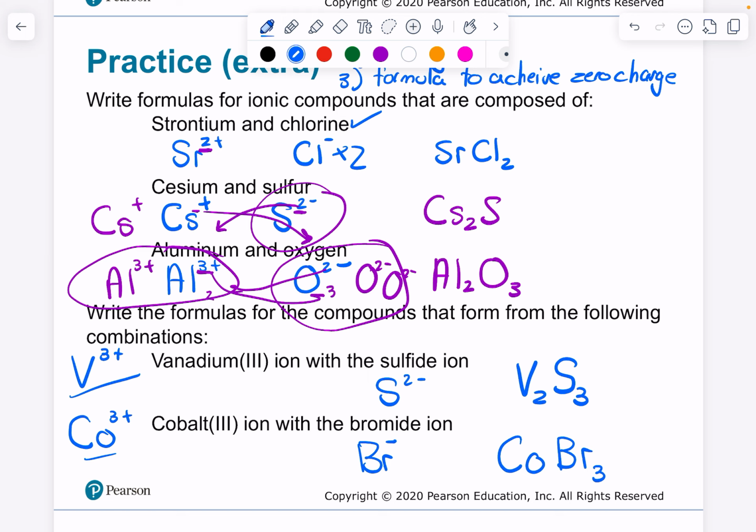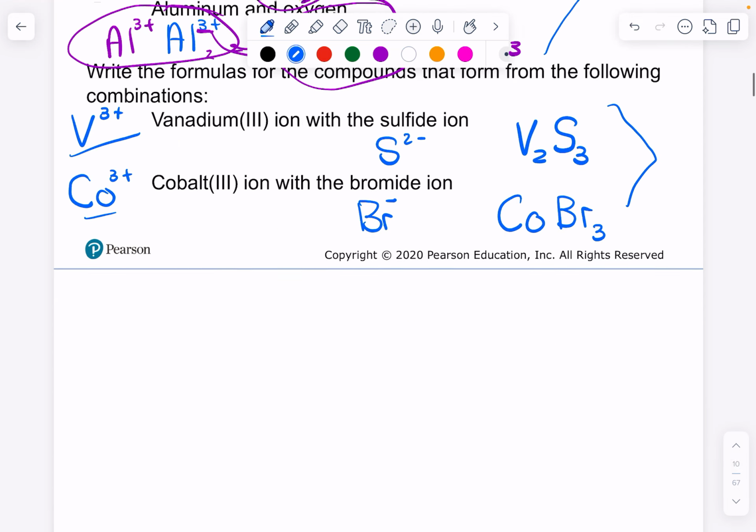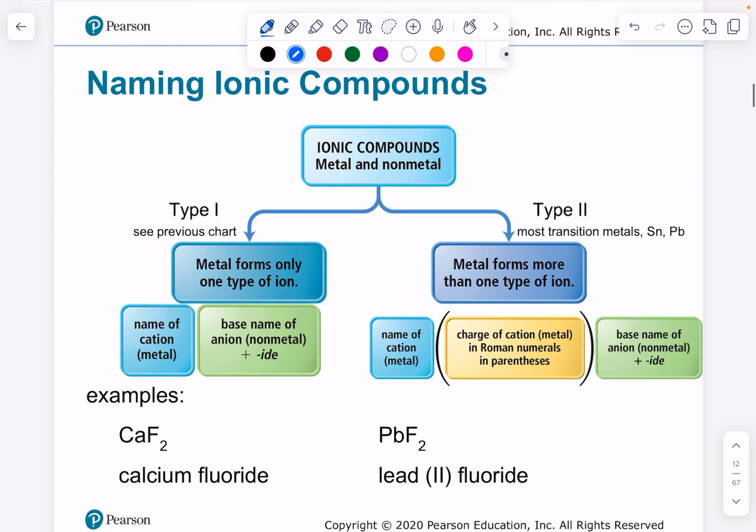When we get to naming, which is what we're going to do now, naming the type 1s are really, really easy. The type 2s are fairly easy, just a little bit more complicated. Okay, so we're going to jump into that now. So I already talked about this. This is great. I told you it would be somewhere a little bit more official looking, but we already talked about this at the beginning.